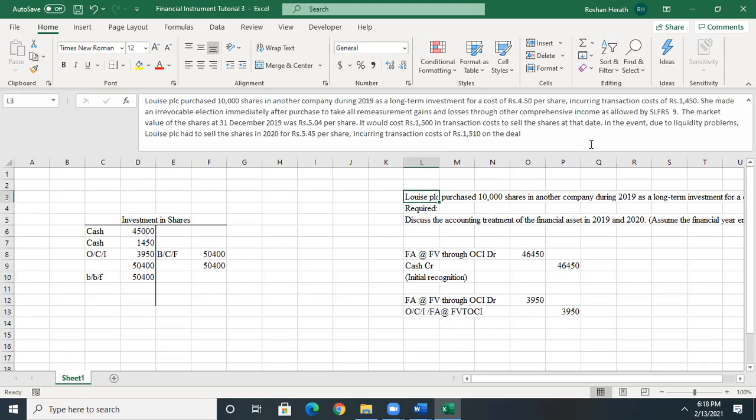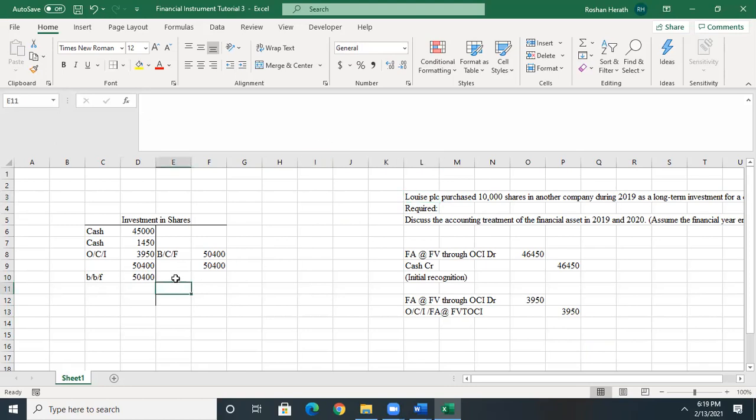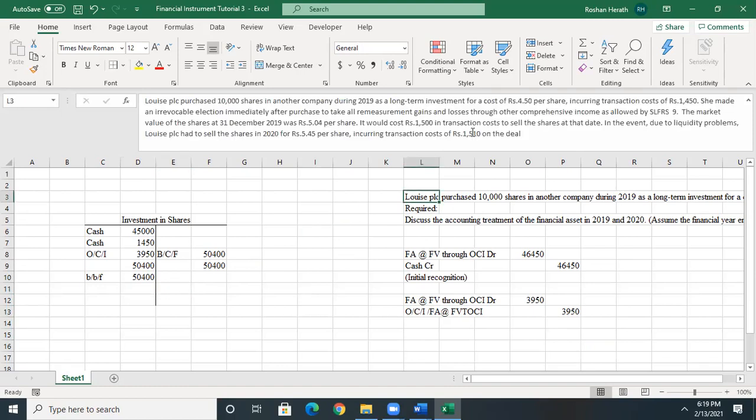Then what you are going to do after some time, due to liquidity concerns, you are going to sell this. You're going to sell them in 2020 for 5.45 per share. So at the point of disposal, you would receive some money, but on the other hand, you have to incur some transaction cost. You can either take the net proceeds here, or otherwise you can take the things separately, in the sense the proceeds from the disposal as well as the transaction cost. However, you need to consider both. That is the ultimate disposal.